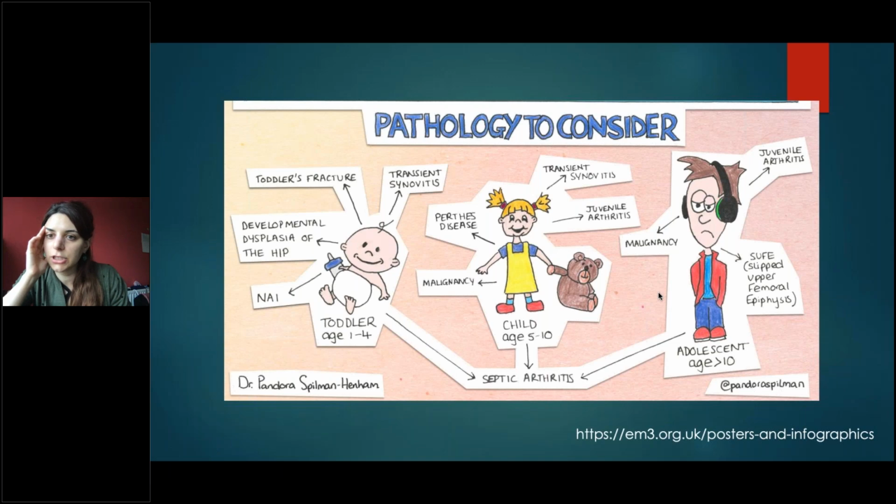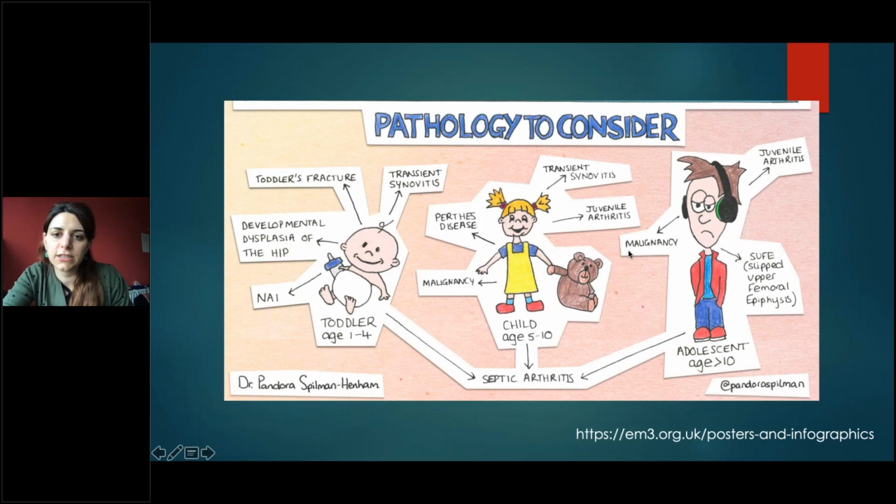And most trusts have actually moved to guidelines that divide limping children in this kind of investigation algorithm into age groups. So in the toddler, up to 4, you need to consider transient synovitis, which you all do anyway, developmental dysplasia and toddler's fracture. And then Perthes is more relevant in this age group. Of course, that doesn't mean you won't see it in the older child, but this is the main difference between the younger ones and this age group.